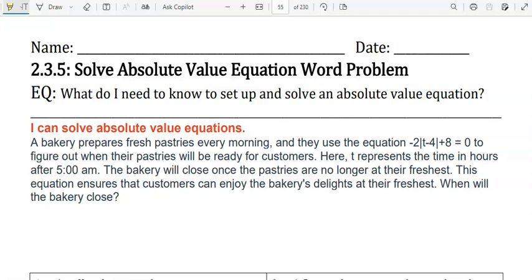A bakery prepares fresh pastries every morning, and they use the equation -2 times the absolute value of t minus 4 plus 8 equals 0 to figure out when their pastries will be ready for customers. Here, t represents the time in hours after 5 a.m. The bakery will close once the pastries are no longer at their freshest. This equation ensures that customers can enjoy the bakery's delights at their freshest. When will the bakery close?